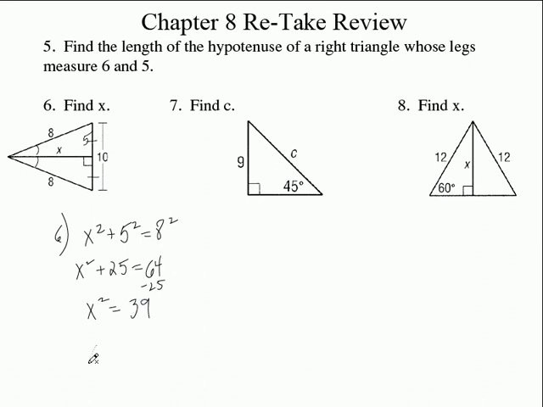And then you can just write x is the square root of 39, and that's fine. You don't have to simplify the radical, you don't have to change it into a decimal or anything like that. You can just keep it just like that, and I'd be fine with that. Everybody okay with that? Alright, let's move on.